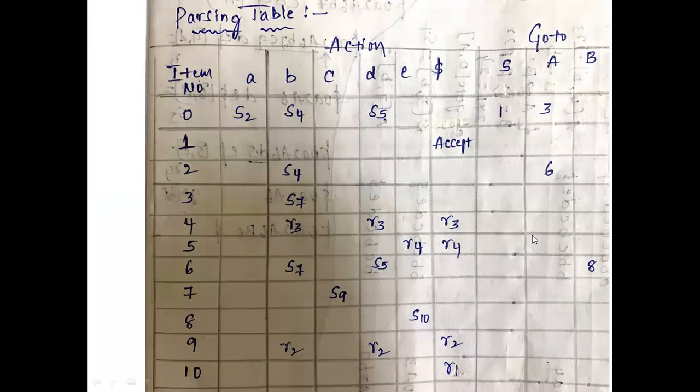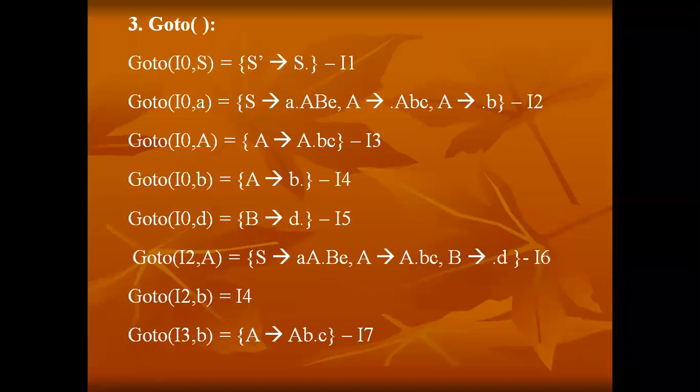Now I am checking for the terminals from each and every item, starting with I naught. Up to now, I filled the goto column just with the numbers: from the goto of the state with the variable, whatever output we get in the form of item numbers, we are just placing it in that cell. And here we need to consider the terminals. Now I am filling the action column.